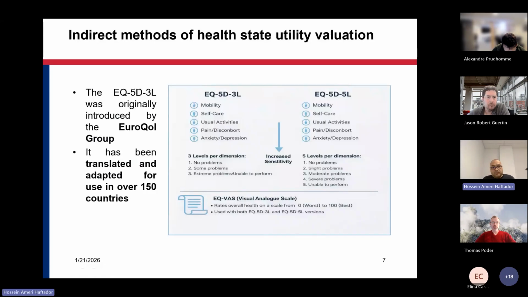EQ5D was created by the EuroQol group. It can be used in two versions, EQ5D 3 level and 5 level. 5 level is better than 3 level. Evidence shows 5 level is more sensitive and has a lower ceiling effect. Along with the two versions is the VAS. Every participant can rate their overall health state on a scale from 0 to 100. It is a visual analogue scale.